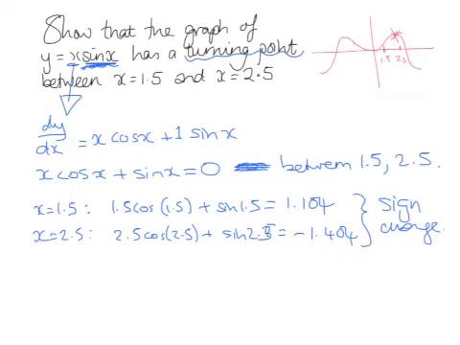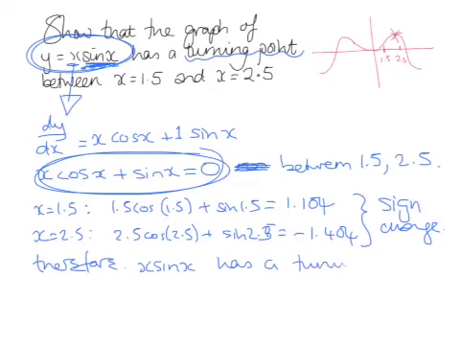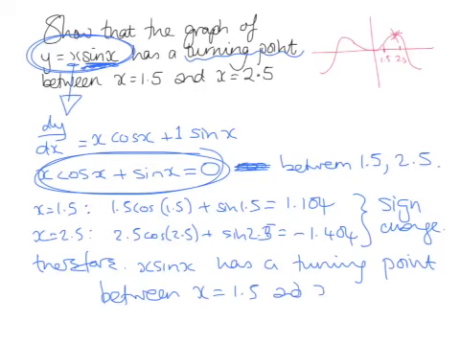Now what can we conclude? Sign change, therefore what? So the sign change tells us that this function, x cos x plus sine x, has a root between 1.5 and 2.5, but that wasn't what we were actually asked. We were asked where this function has a turning point. So what we can conclude is, therefore, x sine x has a turning point between x is 1.5 and x is 2.5. Reminder again that I did these to 3 significant figures. That's the absolute bare minimum. I'd recommend doing 4 or 5.